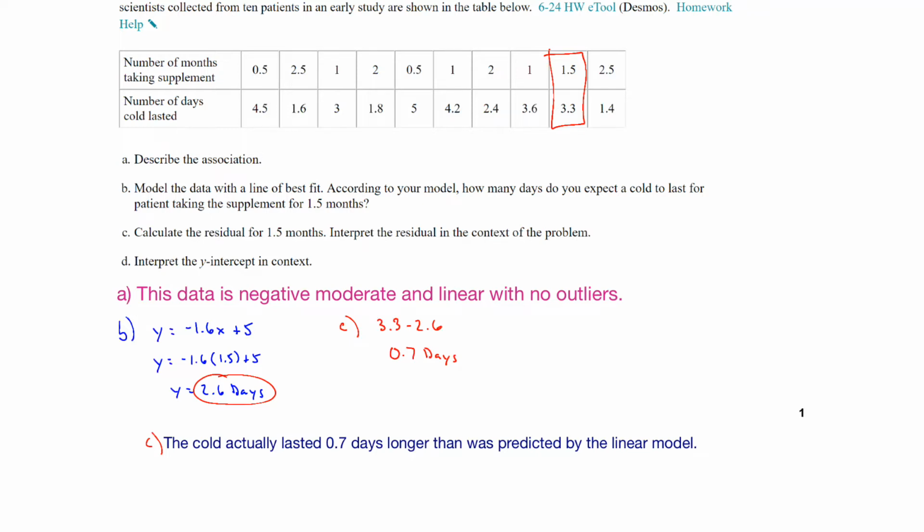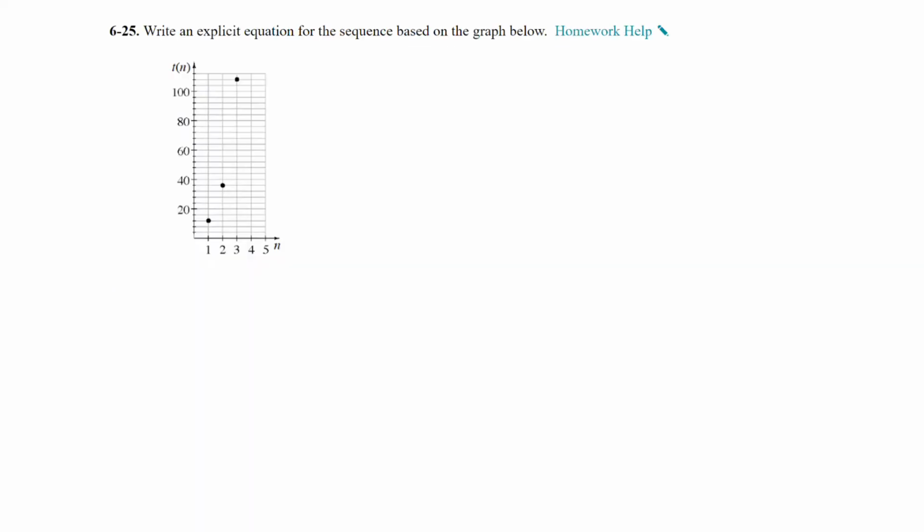And then the last one we're going to look at is part D. Interpret the Y-intercept in context. So the Y-intercept for my model that I have for my equation is 5. And so I'm going to go up to the table and show you this. So this would be 0 and this would be 5, which means if they didn't take any supplements at all, the cold would last approximately 5 days. So basically what it's saying is the average cold is about 5 days long. And so then that finishes up the problem dealing with the scatter plot, line of best fit, and interpreting some of the information and data.